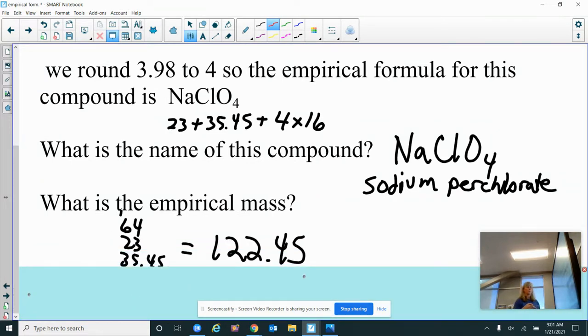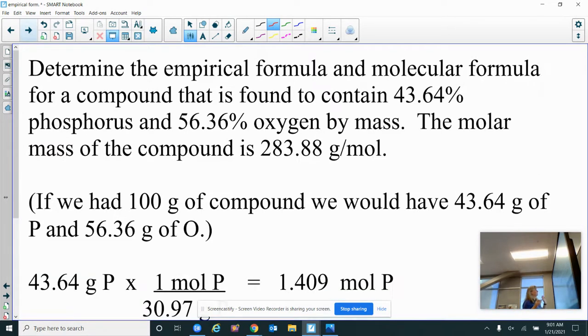So adding those up, the empirical mass comes out to be 122.45. Okay, let's try another one. Determine the empirical formula and molecular formula.